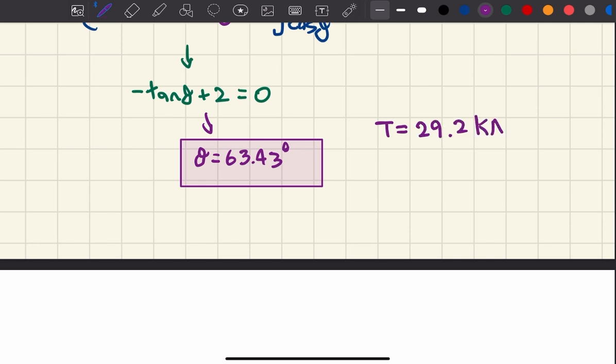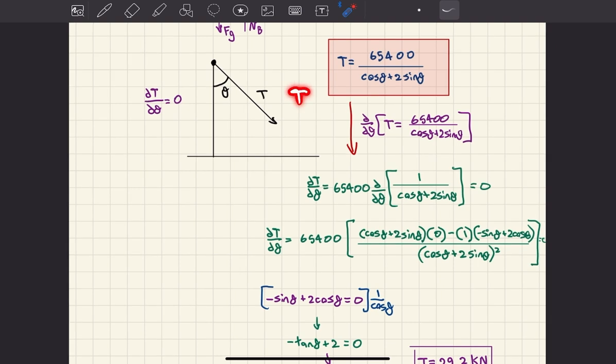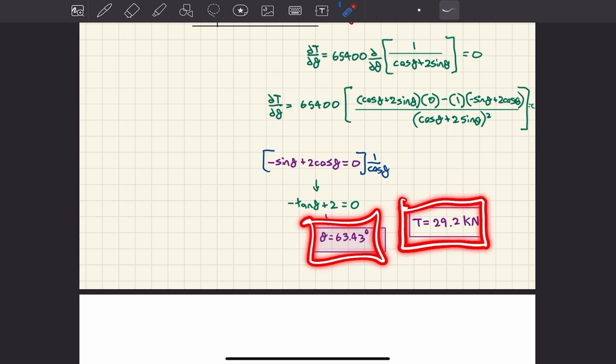And what this basically means, again, is the same way we described before, that in our theoretical scenario, tension is equal to 5 newtons and theta is equal to 30 degrees. Similarly, only at theta equal to 63.43 degrees and only at tension equal to 29.2 kilonewtons will this truck tip at point B. These two values will make the truck begin the tipping process.